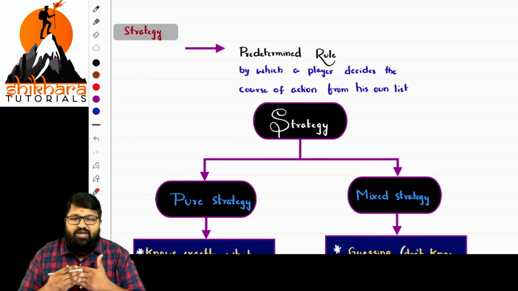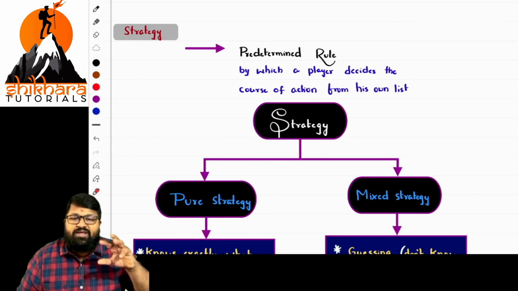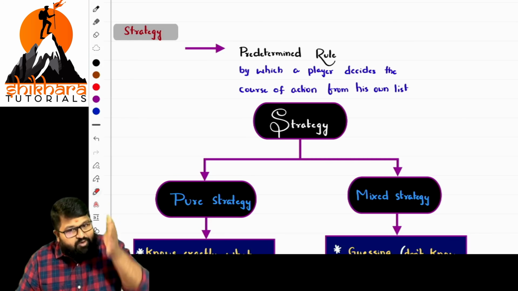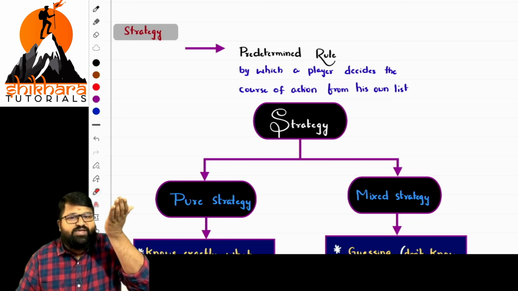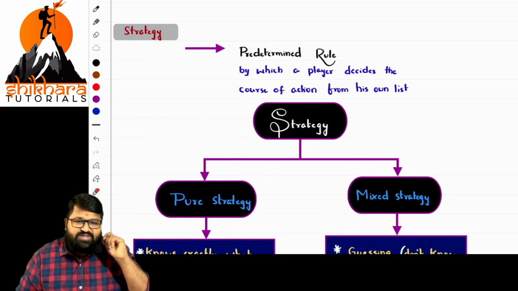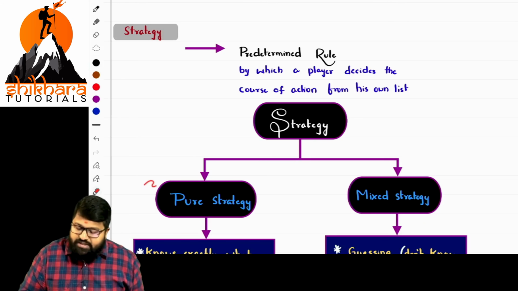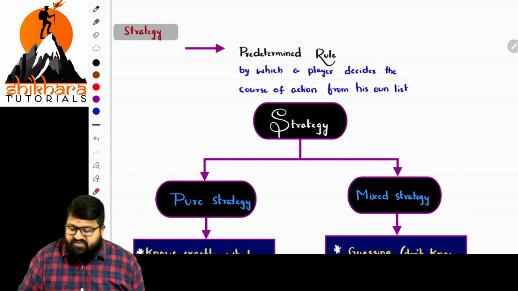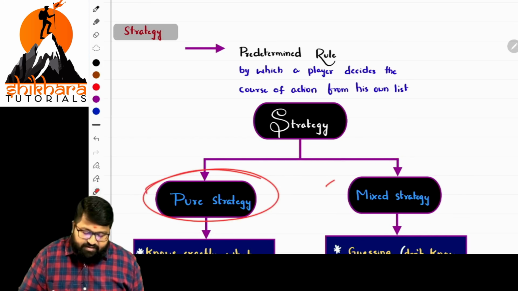When you are in the market, what is your main motive? To maximize the gain. Your main motive is to maximize the gain, not minimize it. Okay. And for this, the strategies are bifurcated into categories. One is pure strategy and the other is mixed strategy. What is the first strategy? Pure strategy, and the other is mixed strategy.